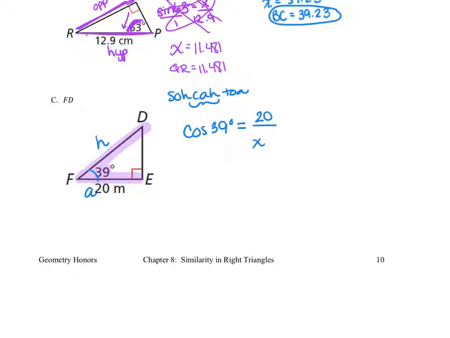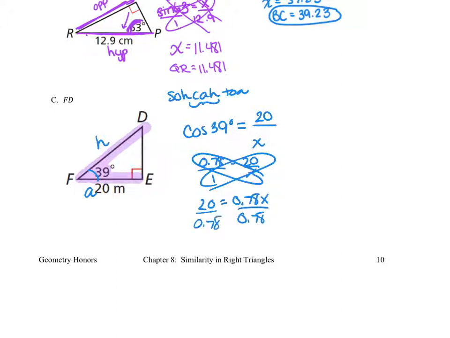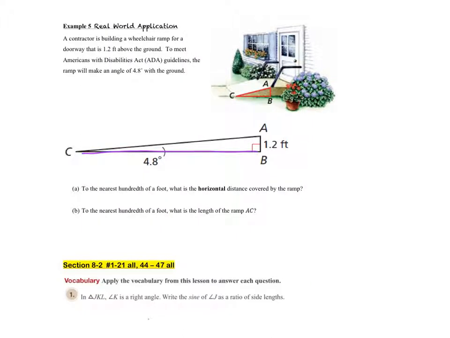So 20 over x. Well, cosine 39 is 0.78 if we round correctly, is equal to 20 over x. I can put that over 1 and I can cross multiply. So I get 20 equals 0.78x. Divide both sides by 0.78. I get 25.64, which means that FD equals 25.64. The video would be too long, so I'll do this one in class for you.